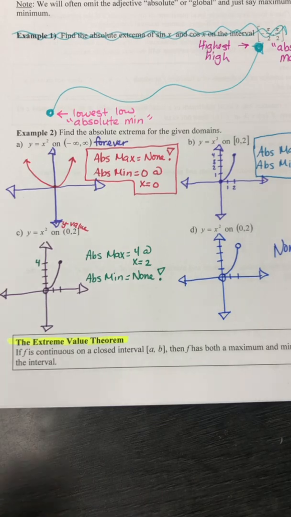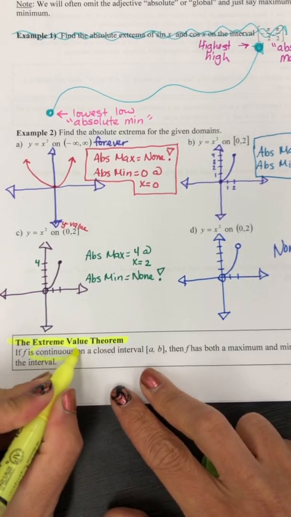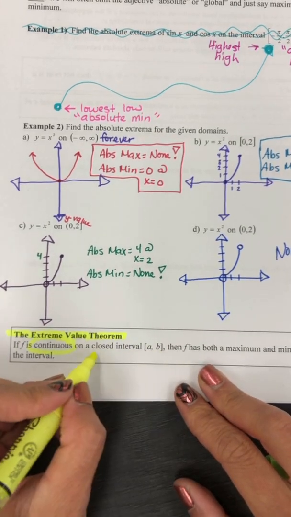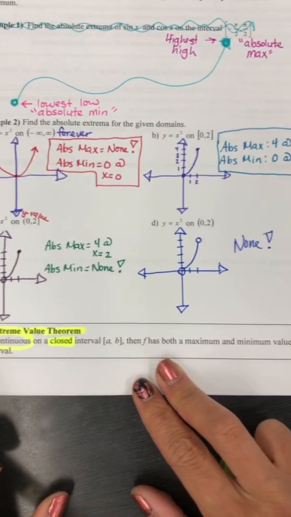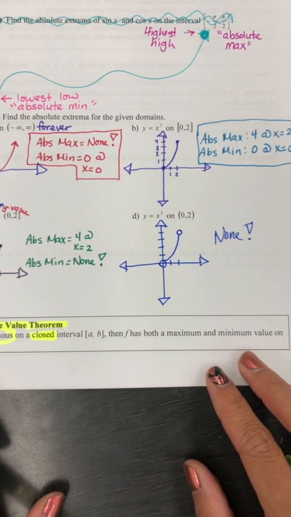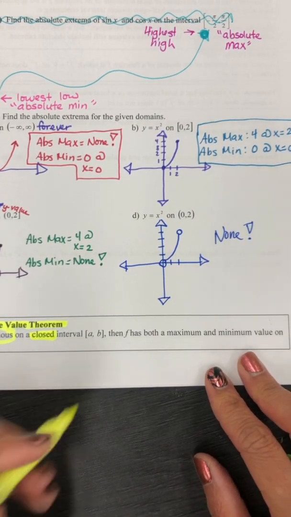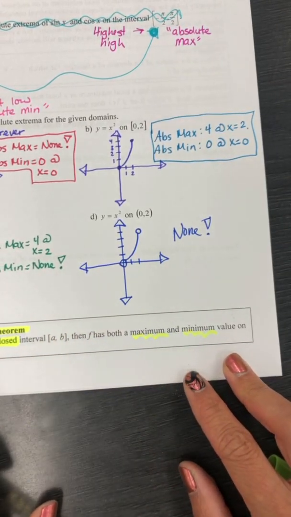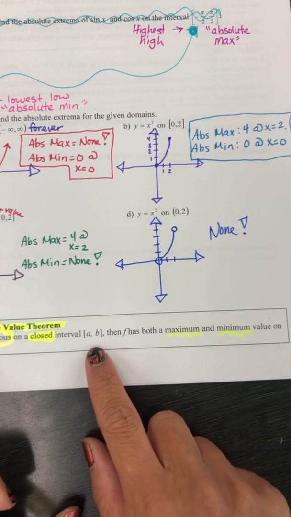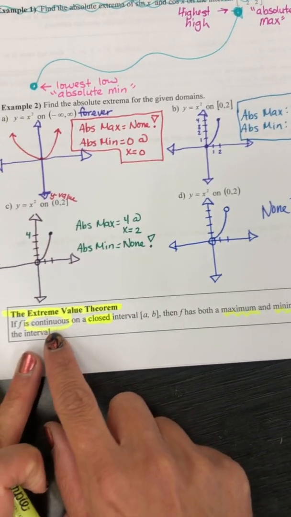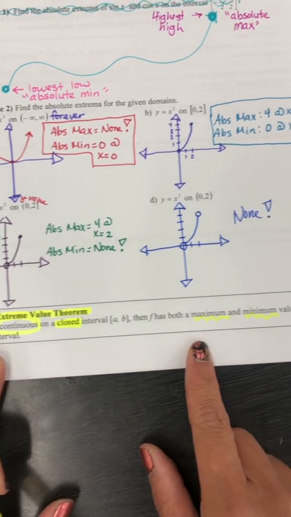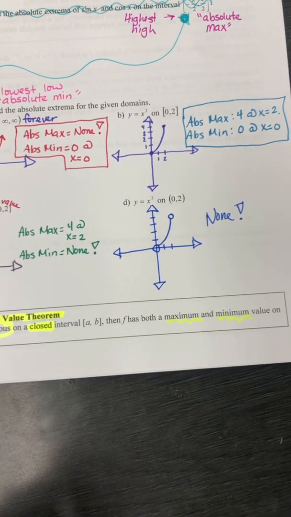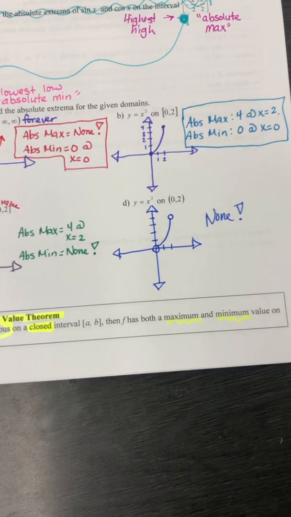This one is the big kahuna, the big deal of this unit, okay? If f is continuous, everyone say continuous, on a closed interval, a, b, so it's got to be a closed interval, then f has both, everyone say both, a maximum and a minimum value on that interval. So as long as we are dealing with a closed interval and the function is continuous, it will have a max and minimum value on that interval. Okay, but it's got to be a closed interval and it's got to be a continuous function.